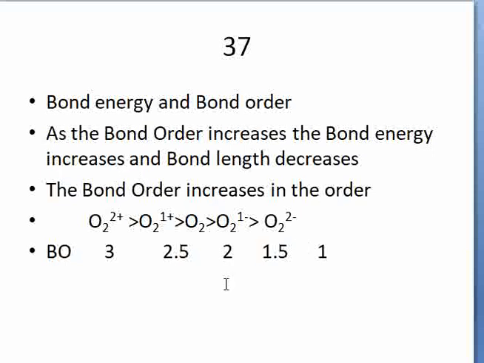An often-asked exam question: O2 2+, O2 1+, O2 1-, and O2 2-. As the oxidation state changes, the bond order changes. When the positive charge increases, the bond order increases. O2 2+ has bond order 3, O2 1+ has 2.5, O2 has 2, O2 1- has 1.5 and O2 2- has 1. When you decrease the positive charge, the bond order decreases.